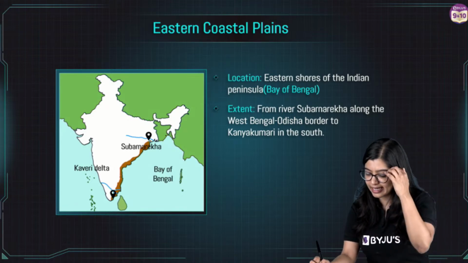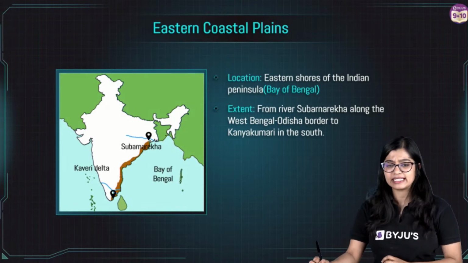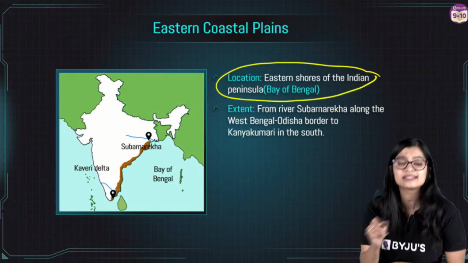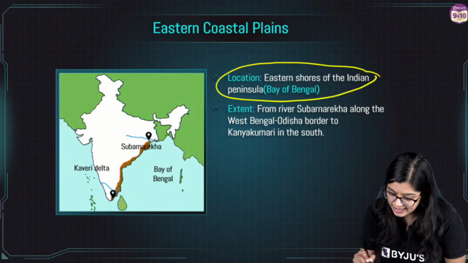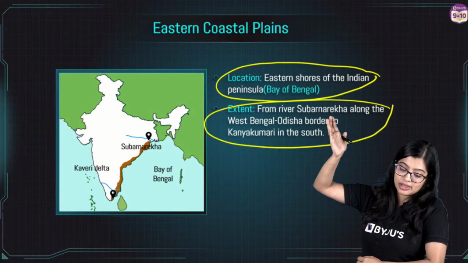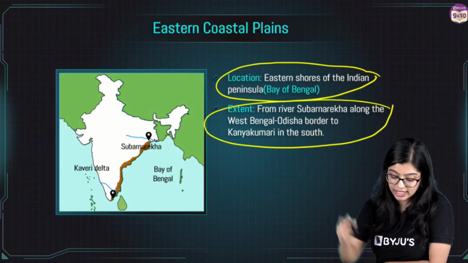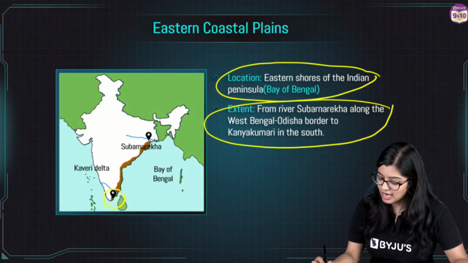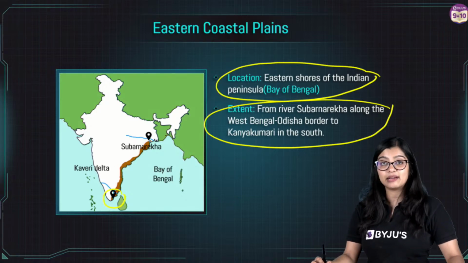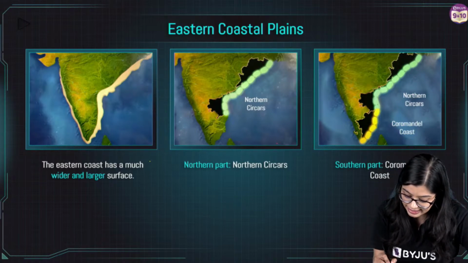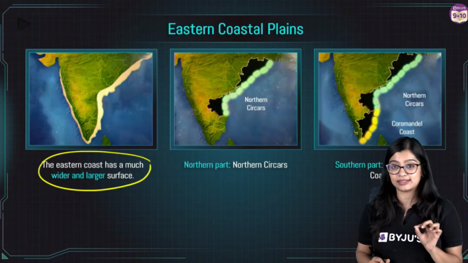Next, of course, we have the eastern coastal plains. Eastern coastal plains are found on the eastern shores. It extends across West Bengal, Odisha, and reaches the southernmost point. Now, we know that this can again be divided into 3. So now, of course, we see that the eastern coast, unlike your western coast.